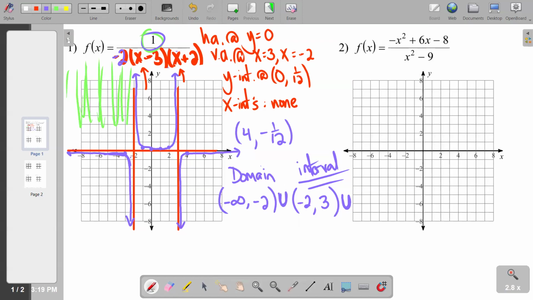And what's the third interval of our domain? 3 to infinity. Goes from 3 to infinity.